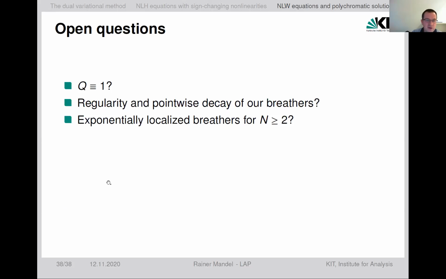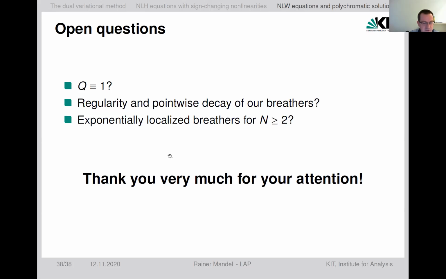And the open questions are, can we do this also for Q equal to 1? So when we don't have a vanishing condition at infinity, the regularity and pointwise decay of our breathers is open. And the big question would be whether there's any idea for finding exponentially localized breathers in higher space dimension. And that's the end of my talk.